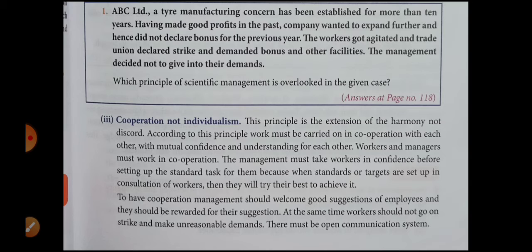They should distribute some share in the form of bonus in the year in which they are earning some extra profits with the help of the efficiency of their workers. They should also reward their workers for the best suggestions or for the greatest efficiency. There should be an open communication system.